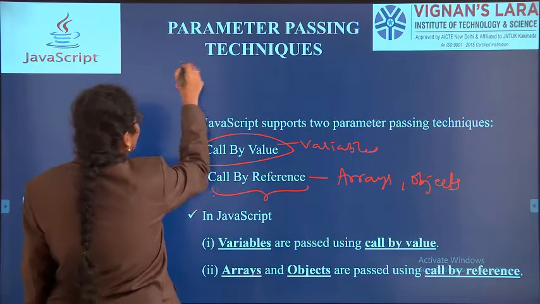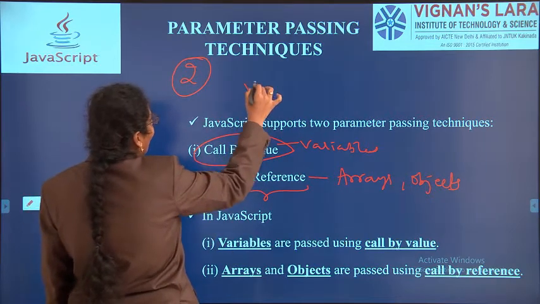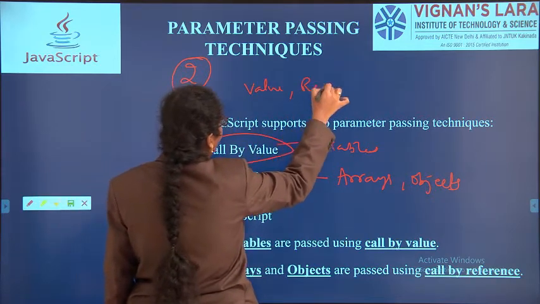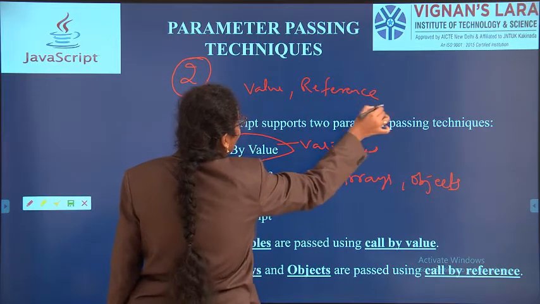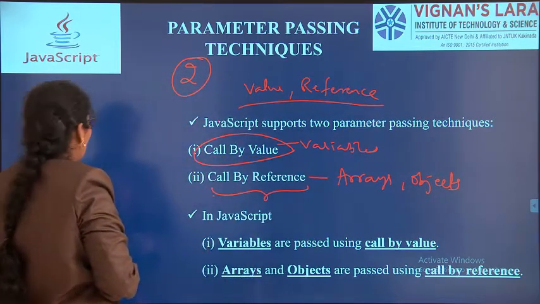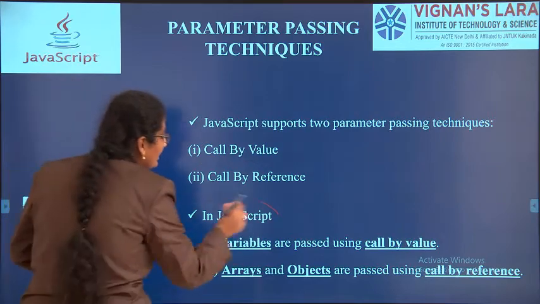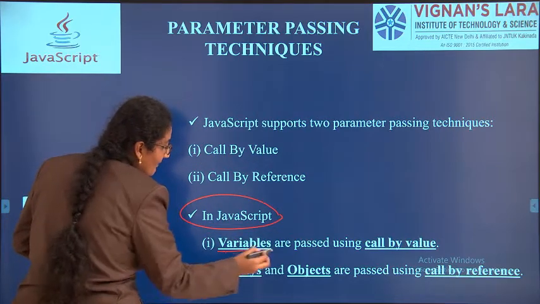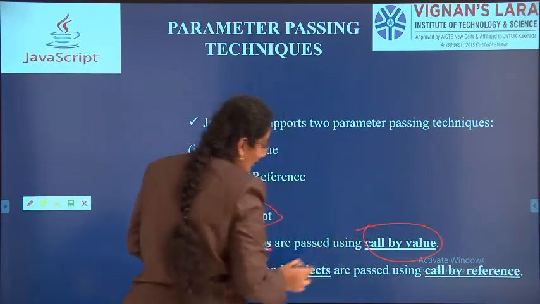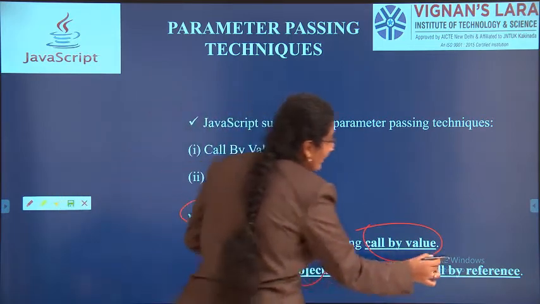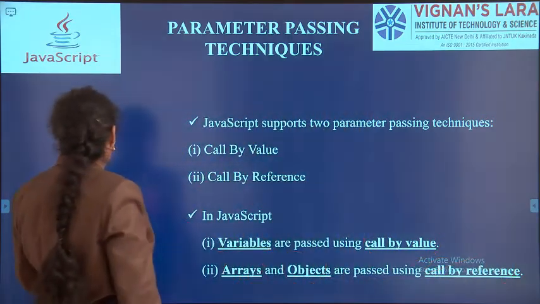So two parameter passing techniques we have, call by value and call by reference. You people have to give examples for this in general class. What I wanted to tell is, in JavaScript, variables are passed using call by value, objects and arrays are passed using call by reference. So let us see the examples for this.